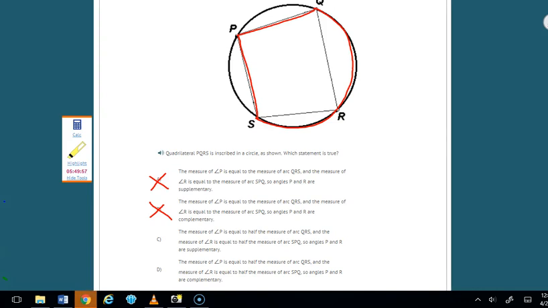So number 3, the measure of angle P is equal to half the measure of arc QRS. That's true. And the measure of R, let's look at R. There's angle R, is equal to half the measure of SPQ. That's true also. And then it says angles P and R are supplementary. And we know that that's true too because P and R are opposite angles, and opposite angles are supplementary in a quadrilateral that's inscribed inside a circle. So that one's good. The last one, if you notice this word complementary, that's not true either because of that word complementary.